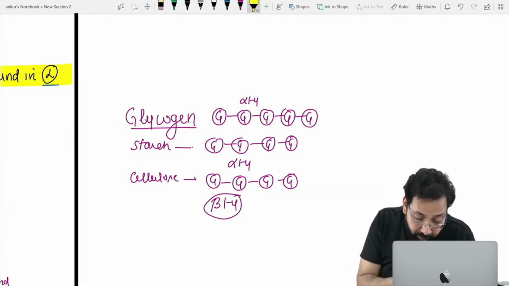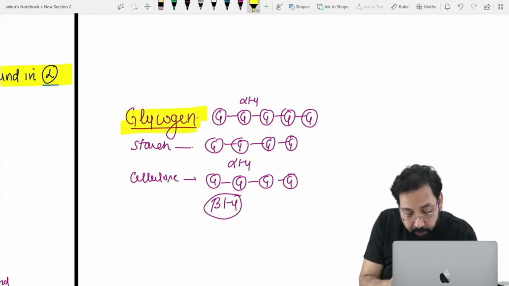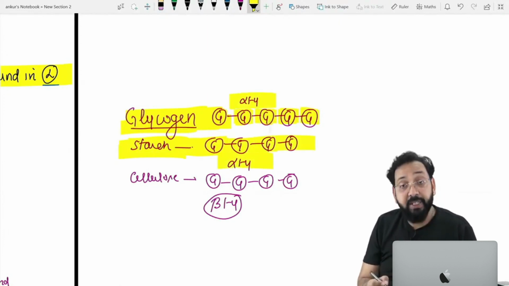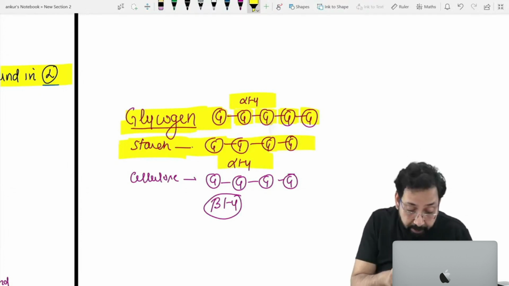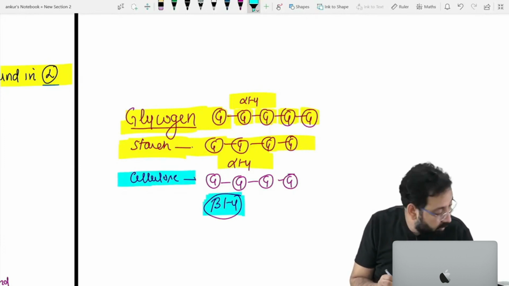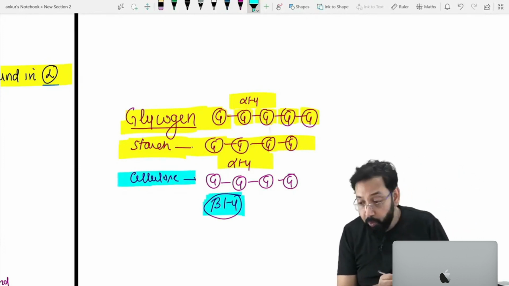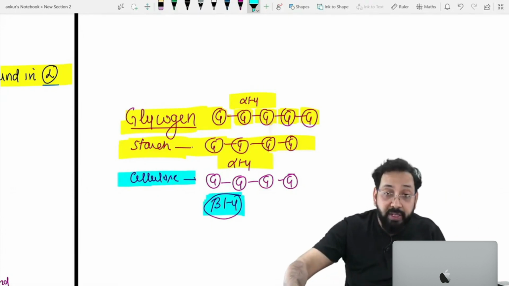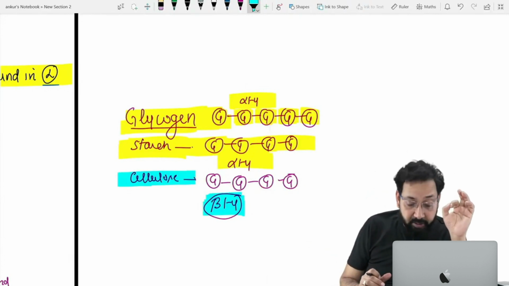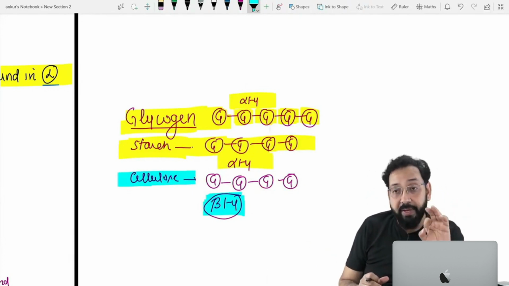So glycogen is a polysaccharide of glucose, starch is a polysaccharide of glucose. They are joined by which linkages? Alpha 1,4 linkages. But cellulose, these are joined by which linkages? Beta 1,4 linkages, and we all know that cellulose is not digested in our intestine, because there is no enzyme which can cut this beta linkage.